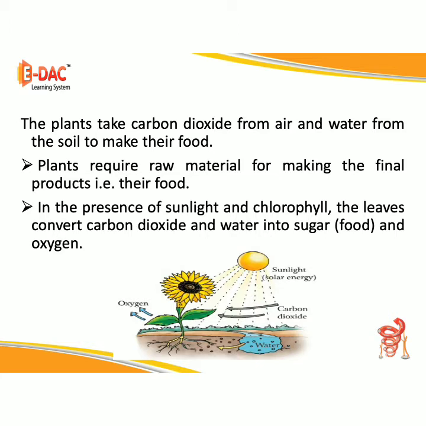Let us now understand how this process of photosynthesis actually takes place. The plants take carbon dioxide from air and they take water from the soil to make their food. Plants require raw material for making their final products, that is, their food. In the presence of sunlight and chlorophyll, the leaves convert carbon dioxide and water into sugar, which is their food, and oxygen.